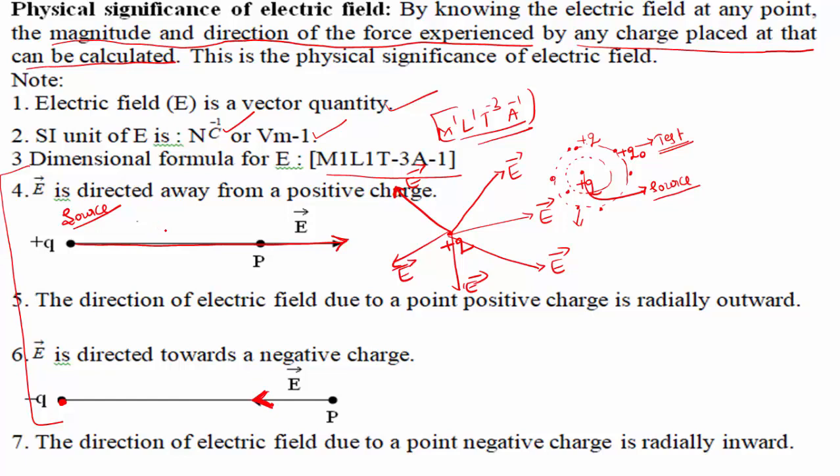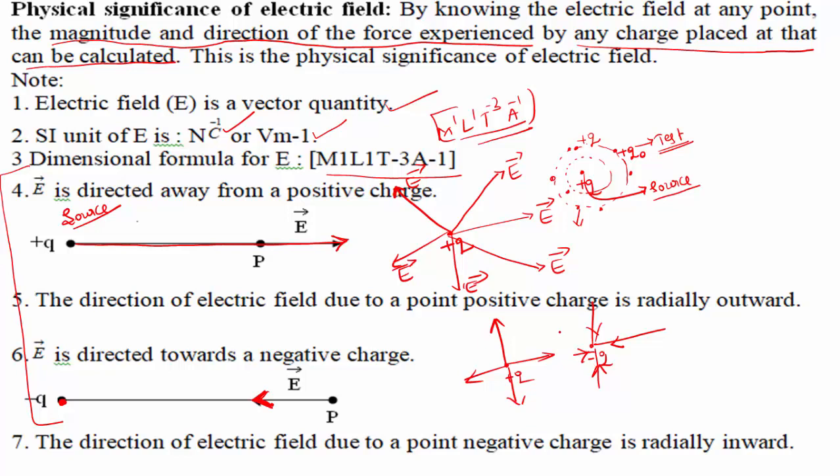But here E is always directed away from the positive charge. If there is a positive charge, the electric field lines move away. If there is a negative charge, the electric field lines are directed towards the negative charge, like this. Here this is the plus Q and this is minus Q. Due to the positive charge the electric field lines are away from it, and due to the negative charge the electric field is towards it.